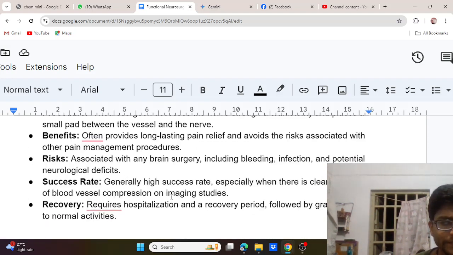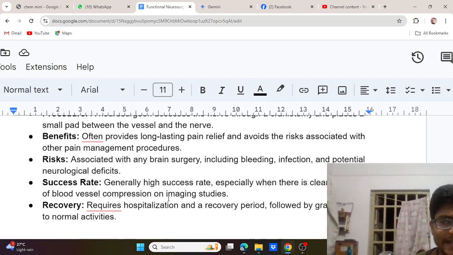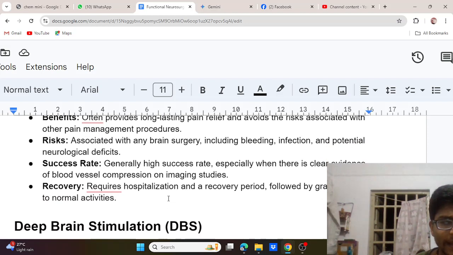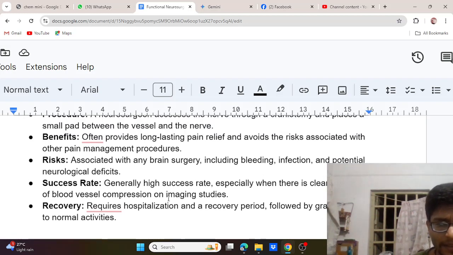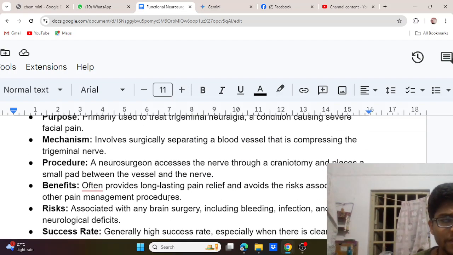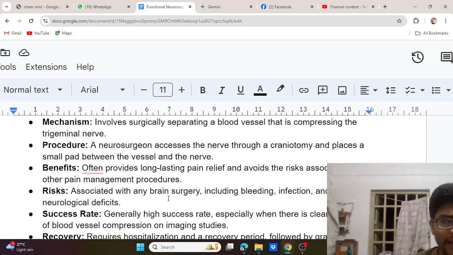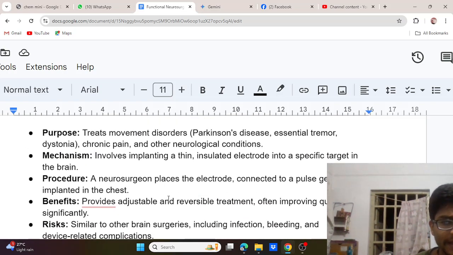So it has a high success rate and recovery is good. So this was about microvascular decompression.